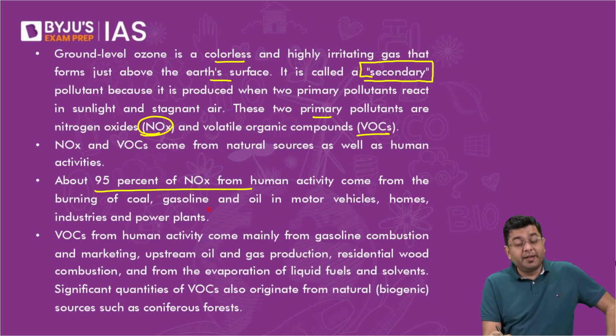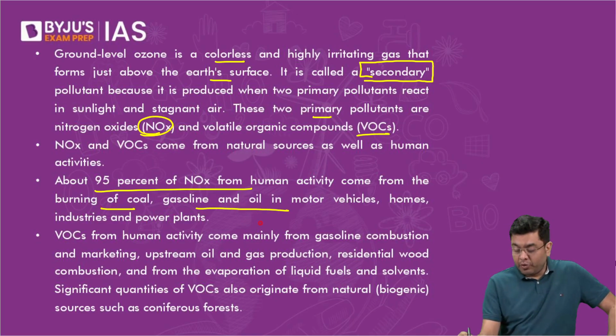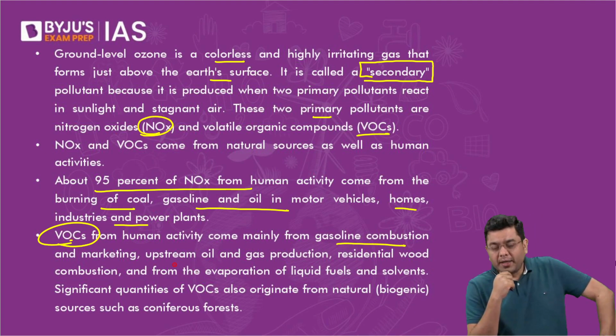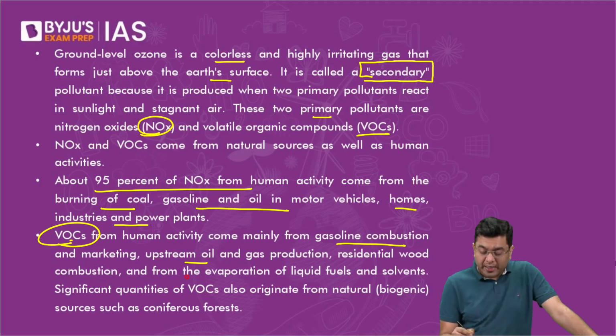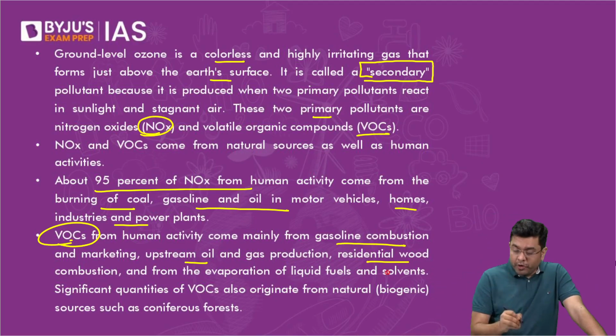95% of nitrogen oxide comes from human activities such as burning of coal, gasoline and oil in motor vehicles, homes, industries and power plants. Volatile organic compounds come from gasoline combustion. When I say marketing of gasoline, it is not that the advertisement of petrol that you see will get VOCs released. No. For example, the distribution centers like the petrol pumps, the fuel stations, etc., and upstream oil and gas production, there also volatile organic compounds are produced. Residential wood combustion, evaporation of liquid fuel and solvent.